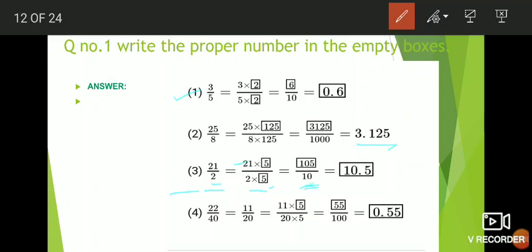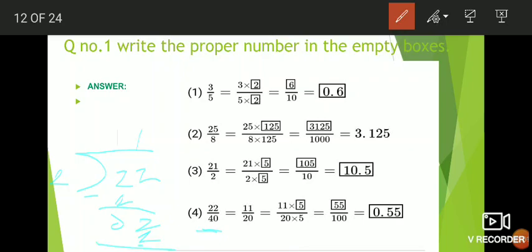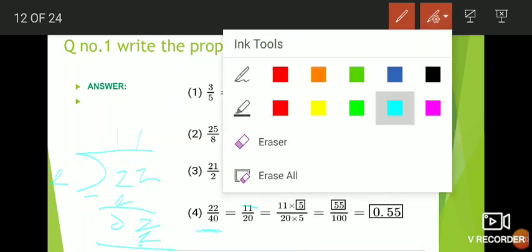Now here how many zeros are there? Only 1 zero. So therefore count only one digit from the right to the left and there place the point, that is 10.5, students. Okay, and the fourth example, see here, the fourth example is 22 upon 40. 22 upon 40, both are divisible by 2, no? See here, when we are dividing 22 by 2, 2 ones are 2 and here this is 0, again 2, 2 ones are 2. The quotient is what here? 11. So I wrote here 11, students.